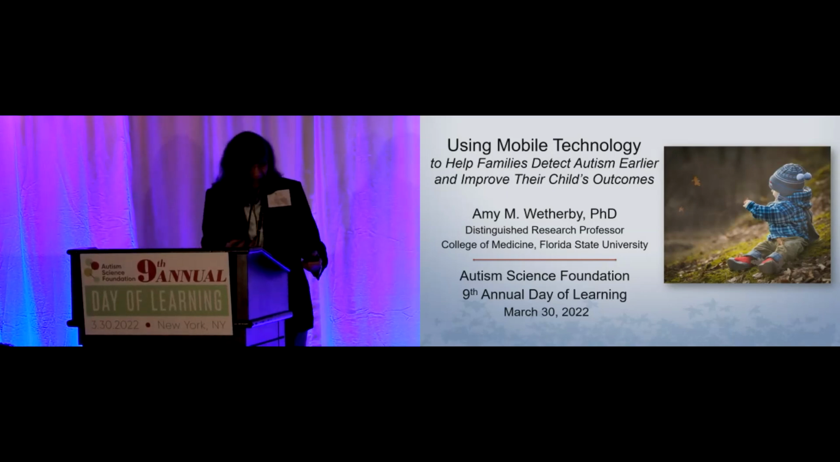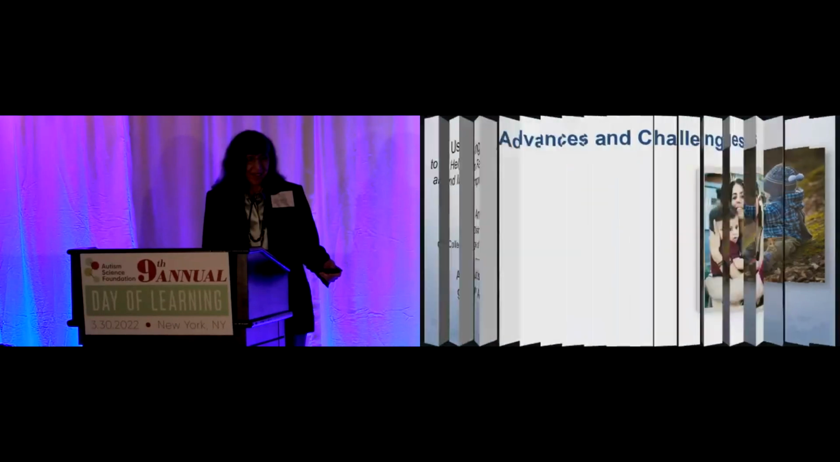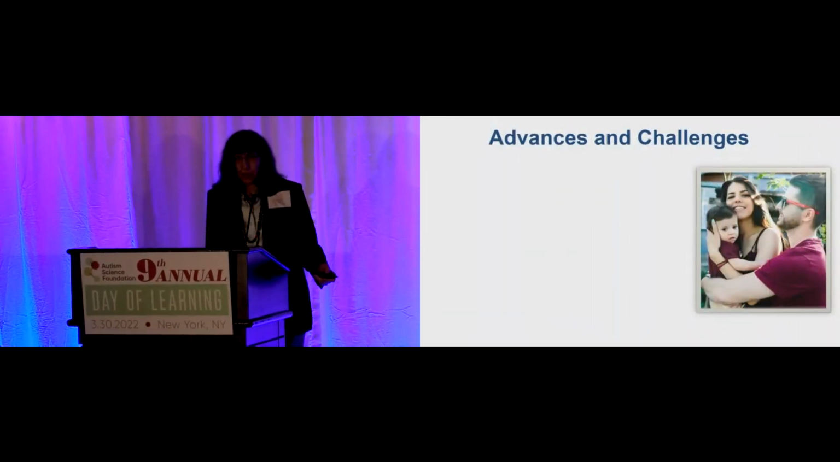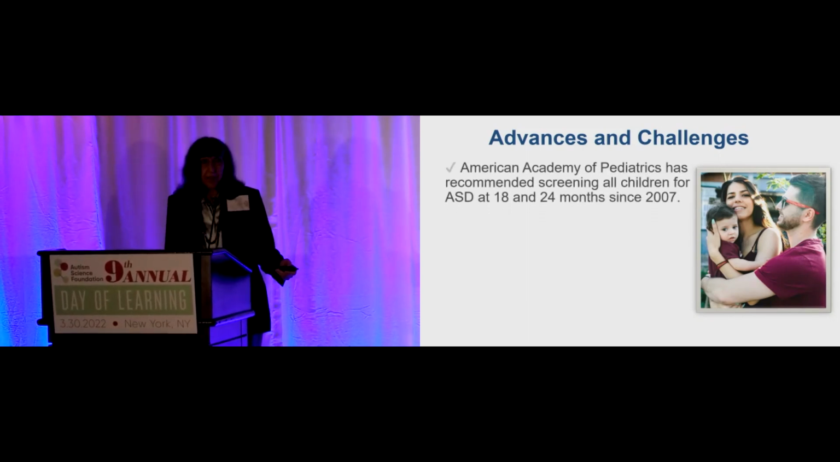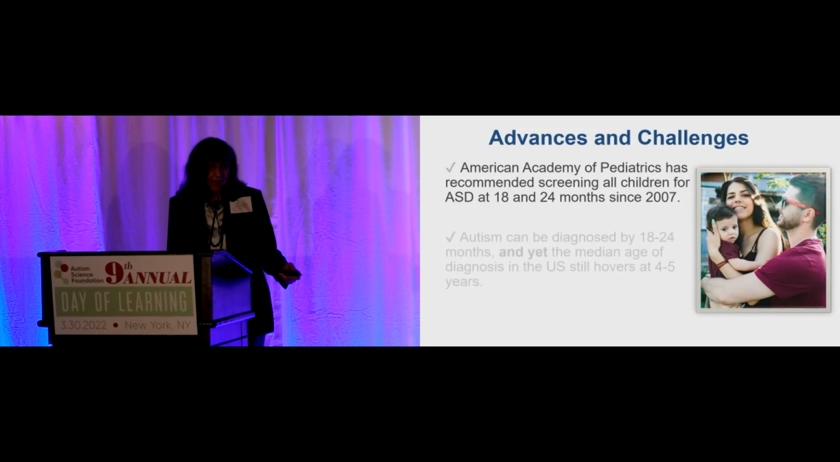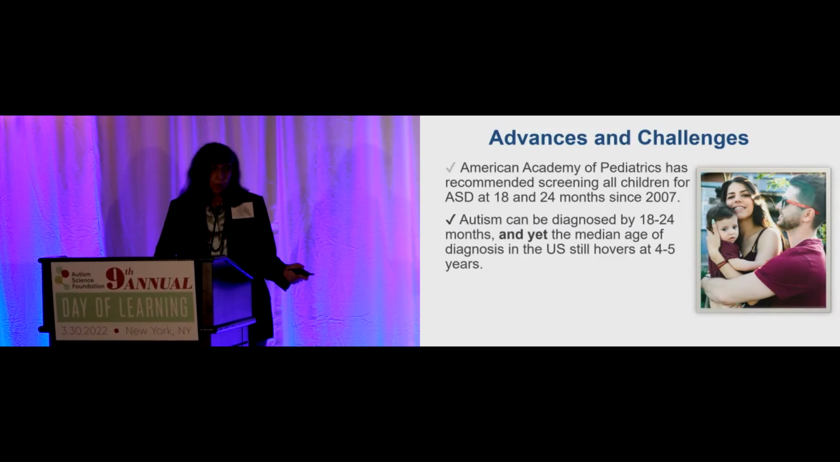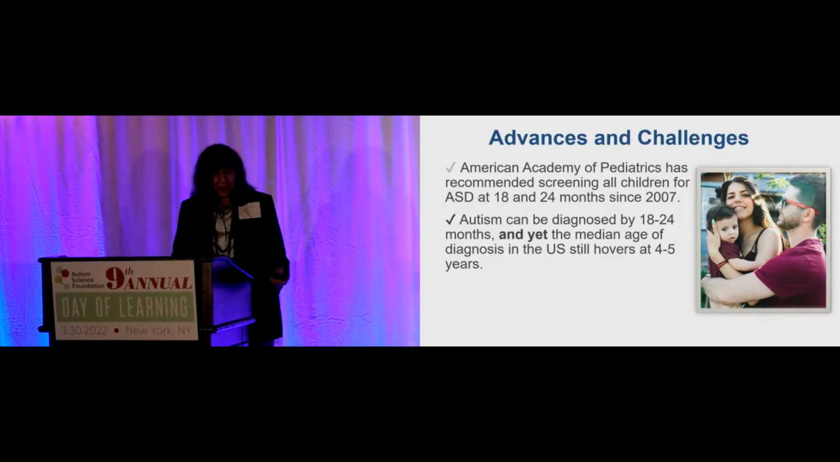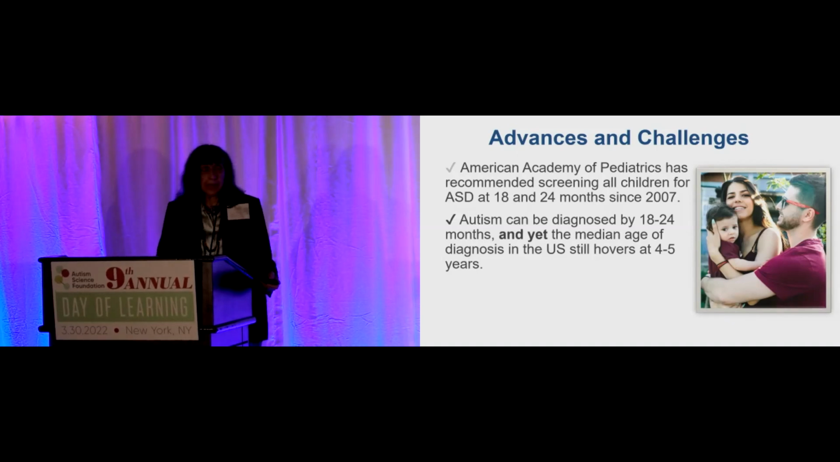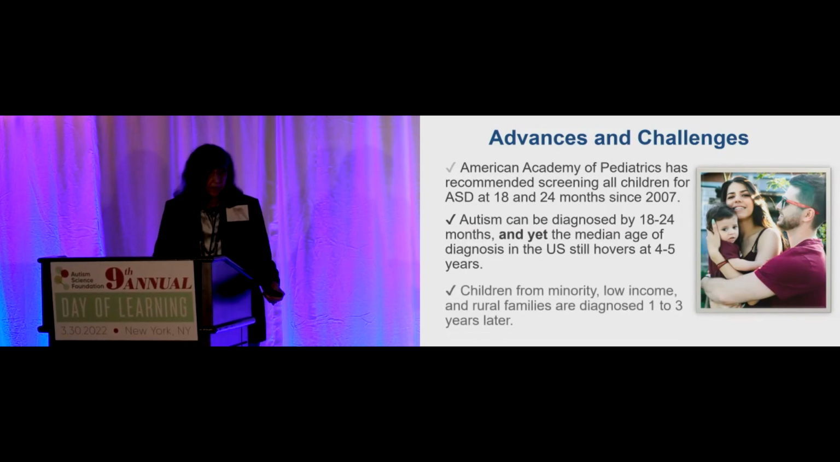So I'm so delighted to have this opportunity, and I'm going to keep this moving quickly since I only have 12 minutes. So I wanted to frame it with what we've learned and the challenges that we still face. The AAP has recommended screening for all children at 18 and 24 months since 2007. And autism can be diagnosed by trained diagnosticians by 18 to 24 months of age. And the bad news, as we heard in the previous presentation, the median age of diagnosis in the US still hovers at 4 to 5 years and hasn't changed in more than a decade.